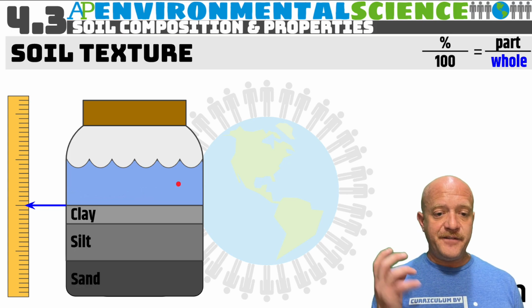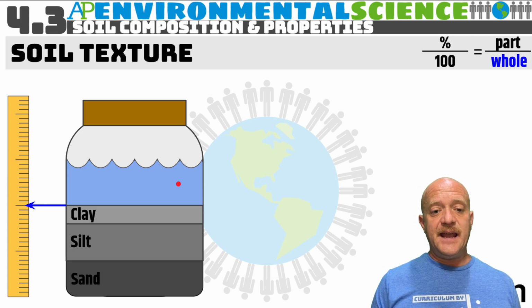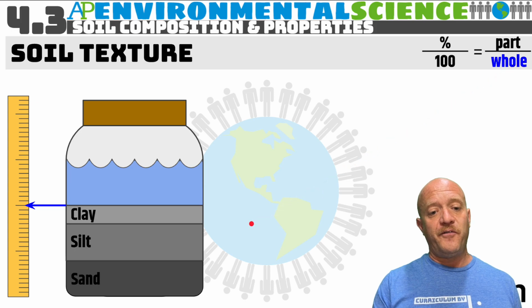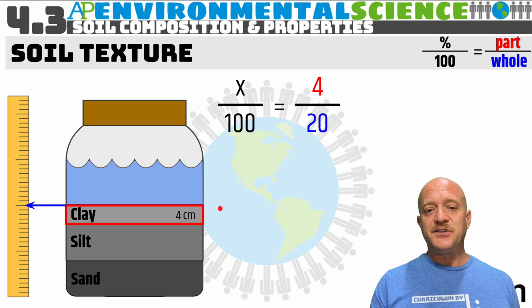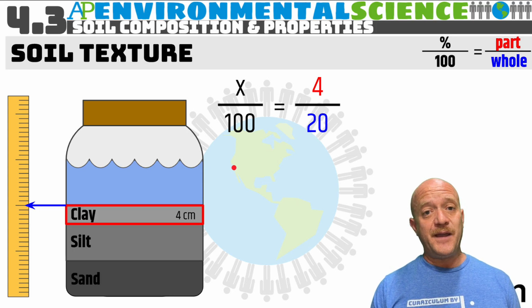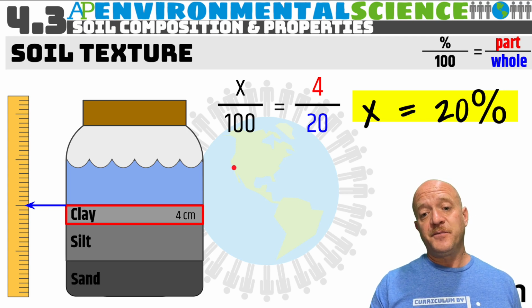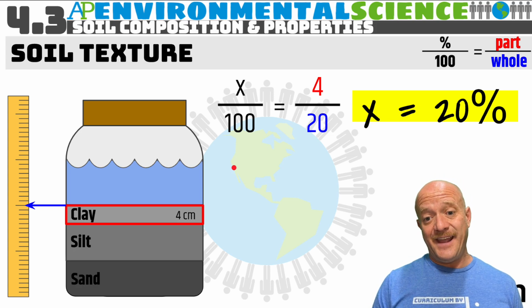Again, when you're doing this activity, you put the soil in there, you shake it up for a few minutes, get it nicely distributed, and then allow it to settle. Whatever value is on the top is going to be your whole value. And then you're going to measure each individual part. For example, this would be the clay. This was 4 centimeters, for example. So this would be your equation: x over 100 equals 4 over 20. You're going to solve for x, cross multiply and divide. 20% of your sample is made up of clay.